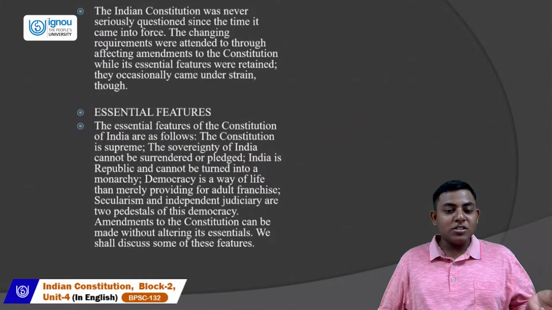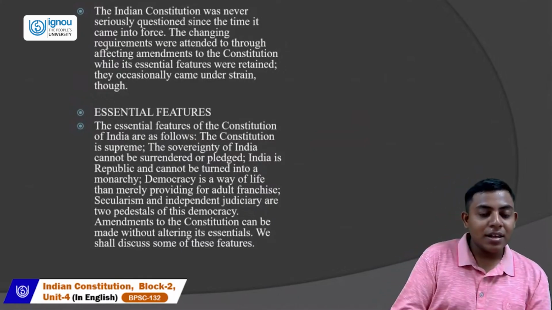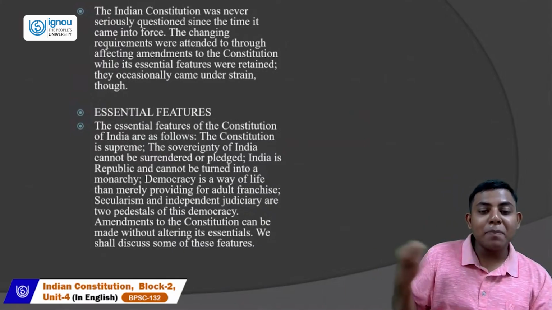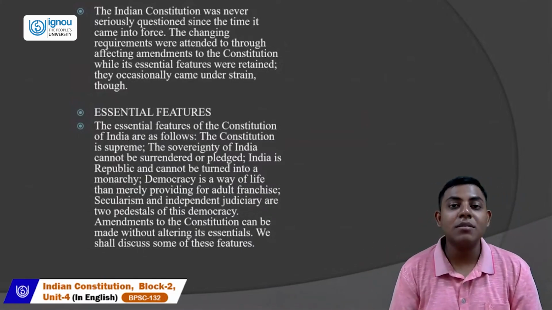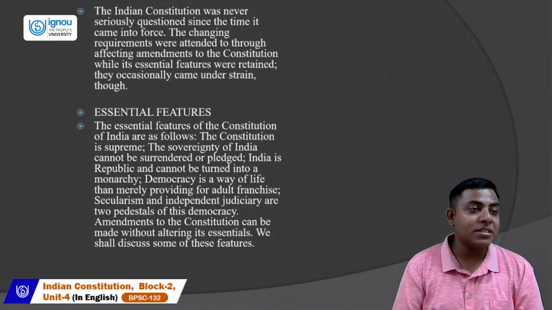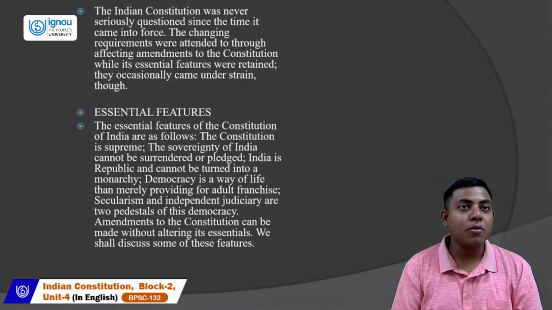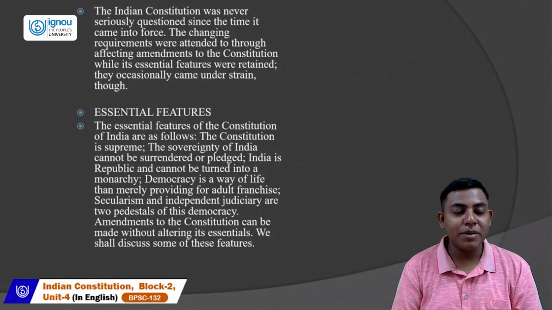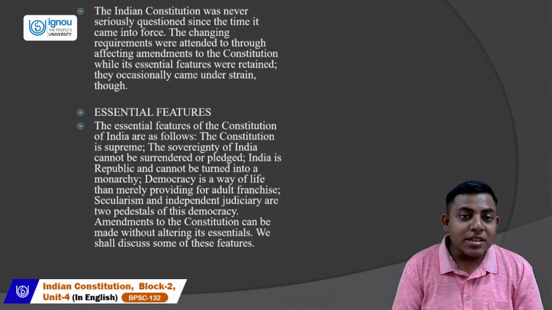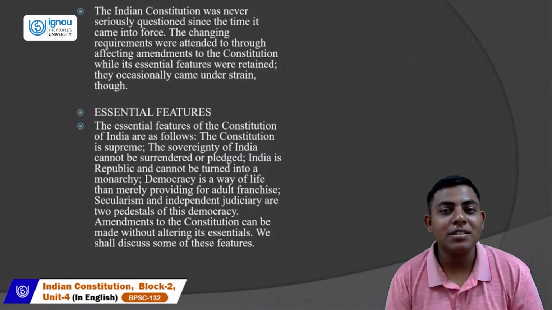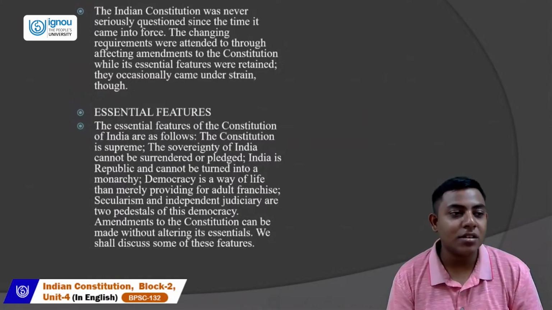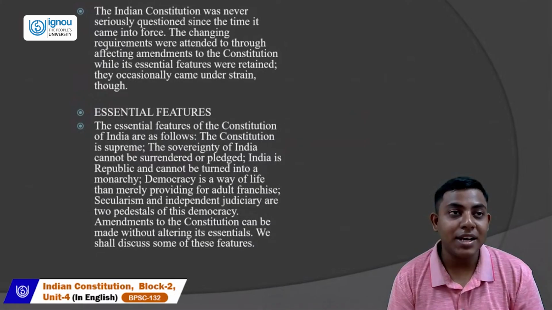So what are the parts of that basic structure that we were discussing? The sovereignty of India, that India is a republic and it cannot be turned into a monarchy, that there shall be a parliamentary form of government and not a presidential form of government. Secularism has also been said to be a part of the basic structure of the Constitution of India by the Supreme Court in the S.R. Bommai versus Union of India judgment of 1994. Federalism has also been said to be a part of the basic structure, although the word federalism is not there in the Constitution, and the Supreme Court said this in the S.R. Bommai case of 1994.